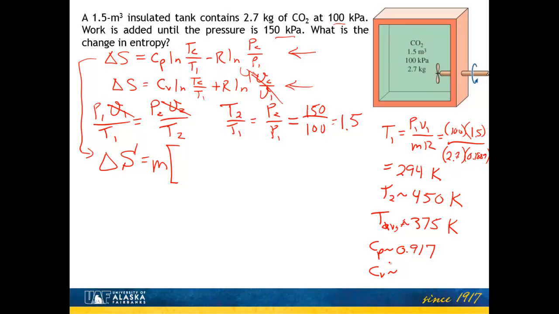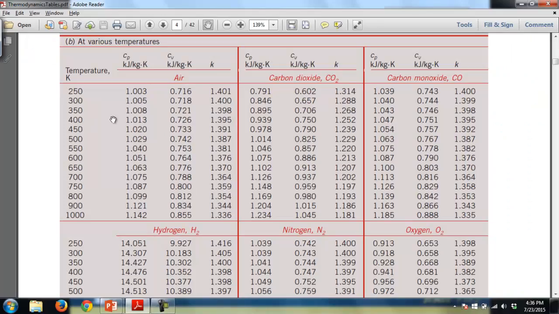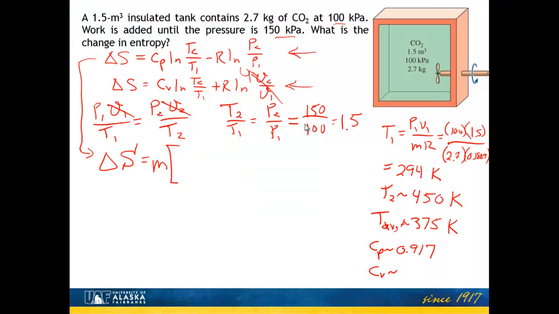And so I'm going to go ahead and find my average value of Cv. So now I'm going to be averaging 0.706 and 0.75, just find the average value in between that. And that's about 0.728. Okay, so now I can go ahead and put that Cp value in there of 0.917. This is the natural log of, well, that ratio is 1.5. And then minus my value of R, I looked that up at 0.1889. And then I've got the natural log of the ratio of the pressures, which is also 1.5. So there's the first one.